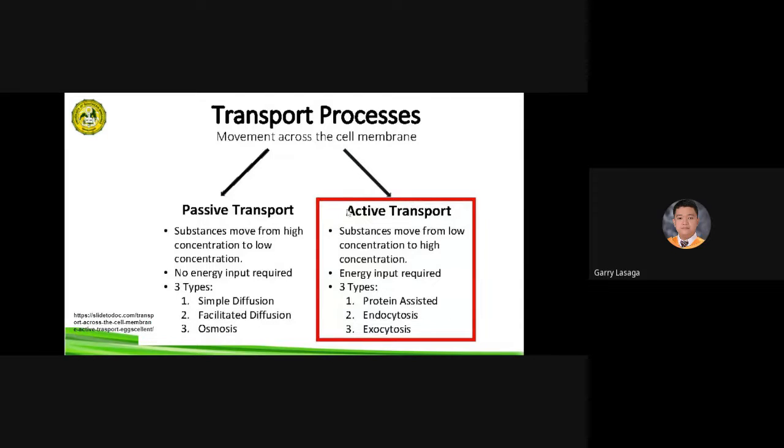For the active transport, it is the movement of molecules from lower to higher concentration. So it is against the concentration gradient, and it is an uphill movement of molecules. Energy in the form of ATP is required, and there are three types. We have the protein assisted, which is also known as the carrier protein, the presence of carrier protein in the membrane. We also have endocytosis and exocytosis.